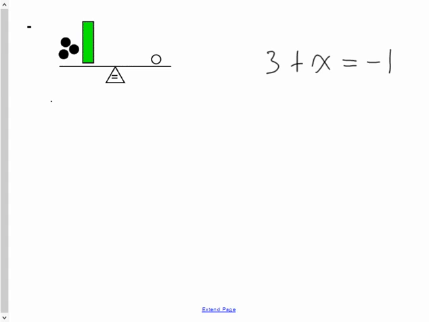So what 3 plus what number would give you negative 1? Well, we know that x has to be negative 4, because 3 plus negative 4 is negative 1. Or this has to be 4 negatives.